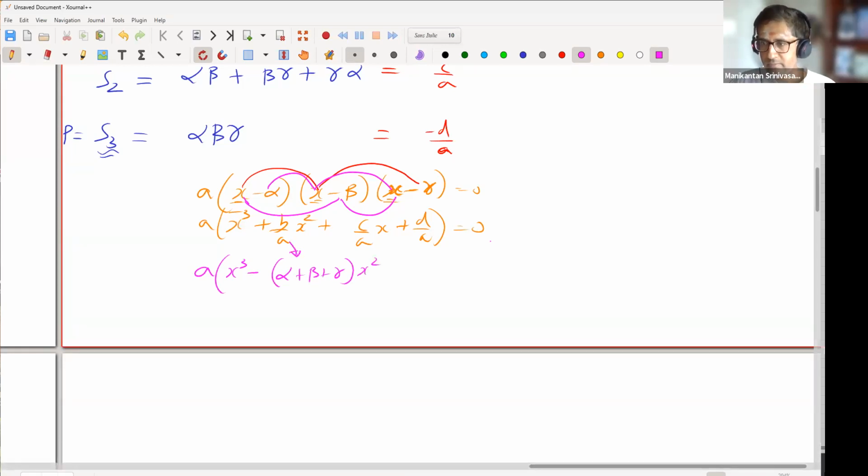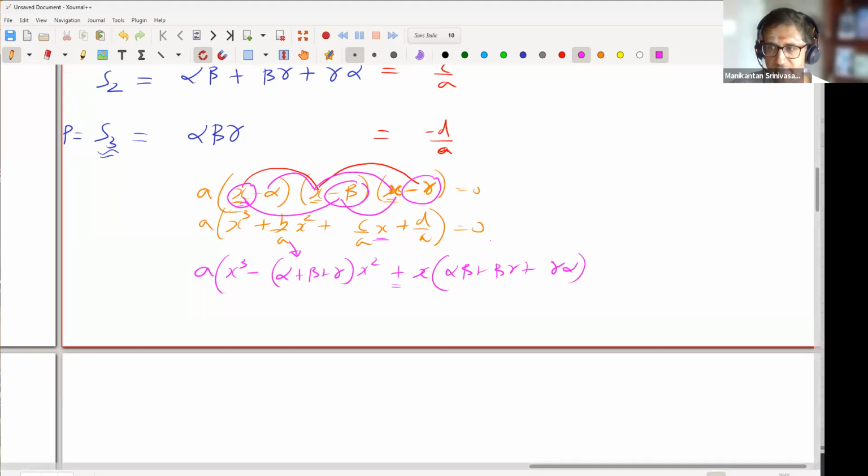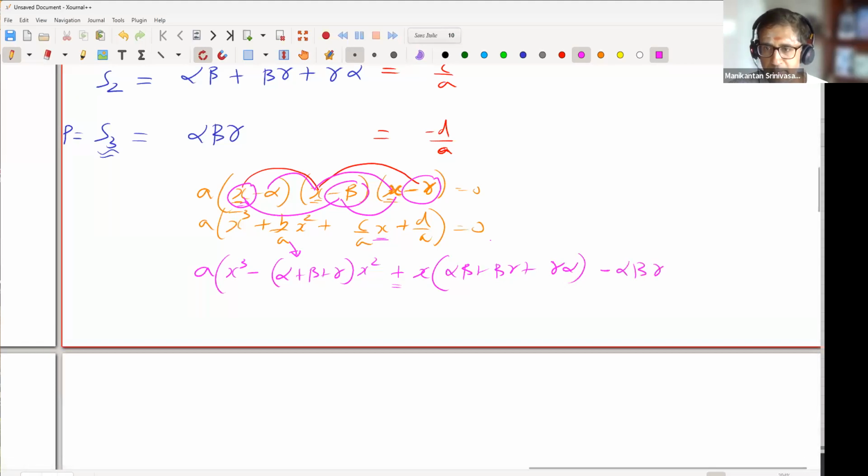Does it make sense? Okay. Similarly, where is the x term coming from? If I have the x term, it's 1 x multiplying 2 other constants. So this x could multiply minus beta and minus gamma, and symmetrically the other combinations, right? Therefore, you'll get alpha beta plus beta gamma plus gamma alpha. And note that now it's become plus because 2 negatives are multiplying. And similarly, the constant term is got by the 3 constants multiplying, which is alpha, beta, gamma, right?